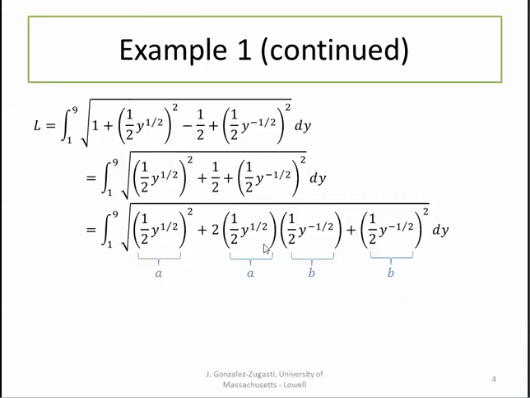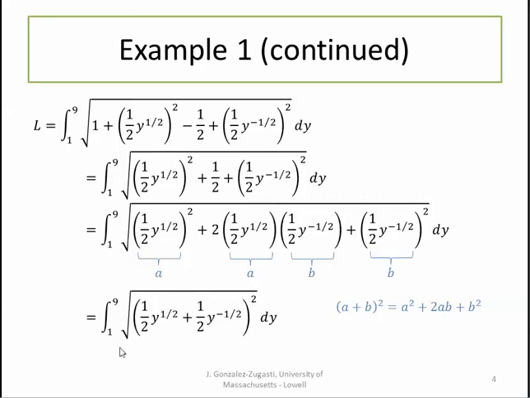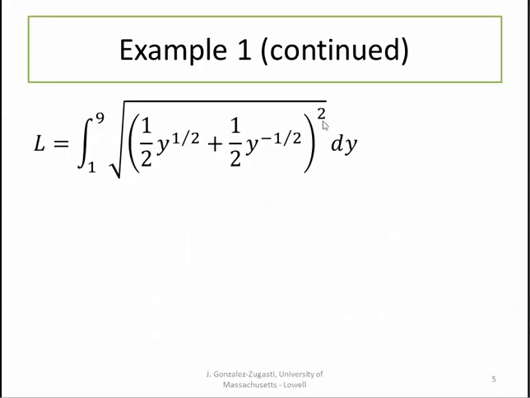And now we know how to factor this. We know that a plus b squared is equal to a squared plus 2ab plus b squared. So what's under the radical here just becomes a plus b squared. And that's really cool. Because now what I can do is say, okay, I'm taking the square root of something squared. They cancel each other out.